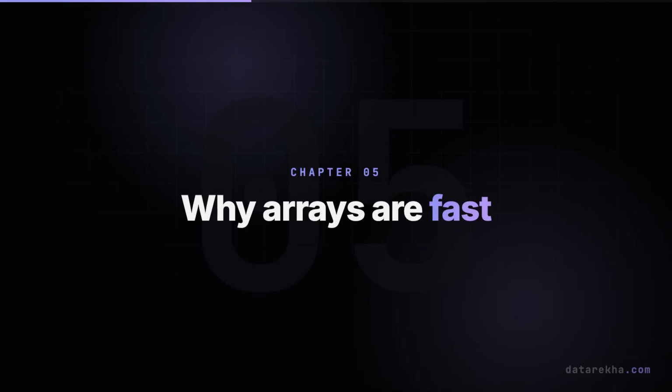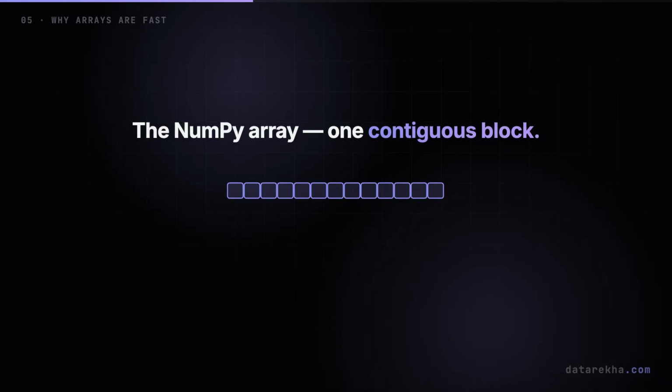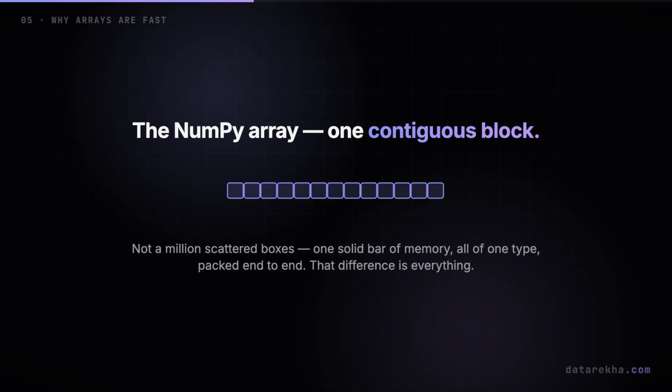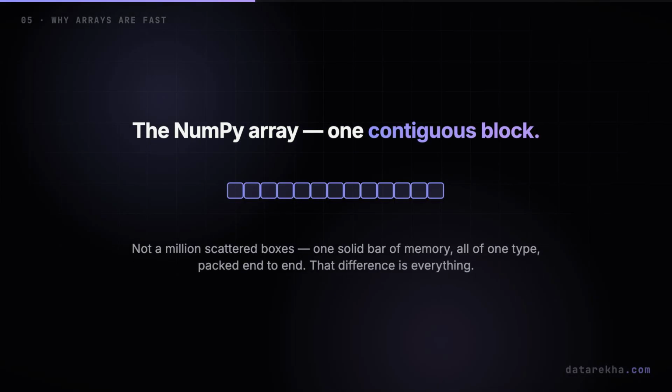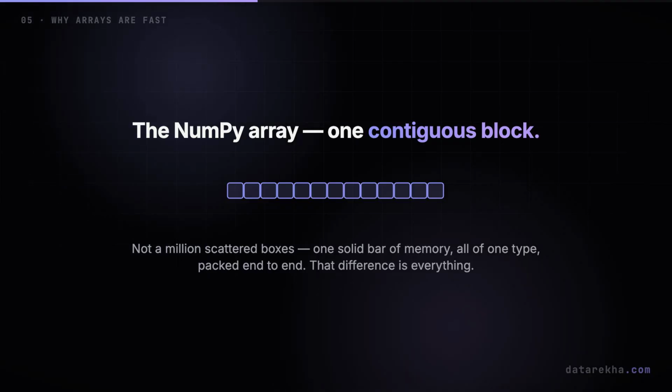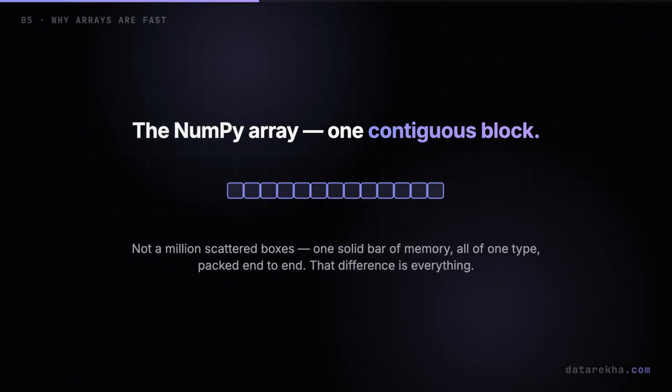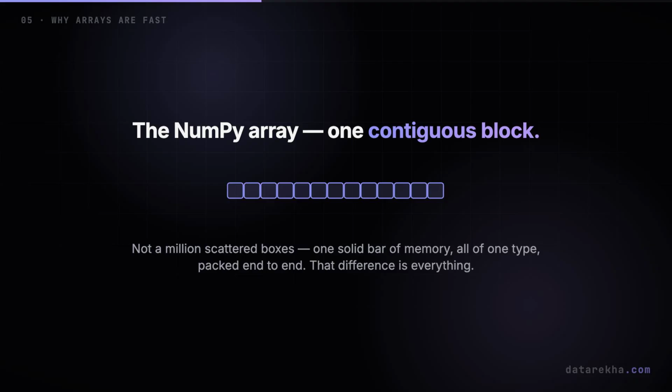Chapter 5. Why arrays are fast. Meet the numpy array, and meet the most important object in all of data science. On the surface, it looks like a list of numbers. Underneath, it is something completely different. A single, solid, contiguous block of memory, all of one type, packed end to end. Not a million scattered boxes. One unbroken bar. That difference is everything.